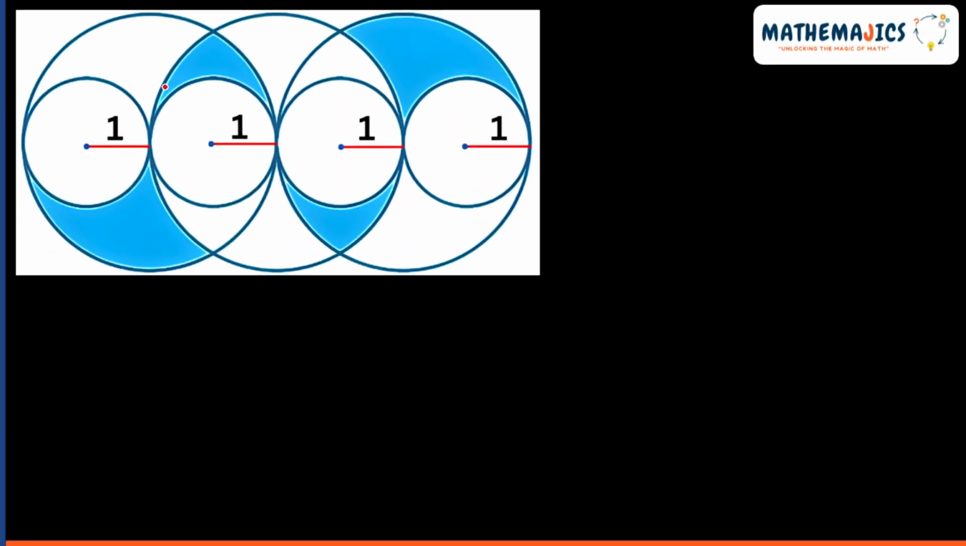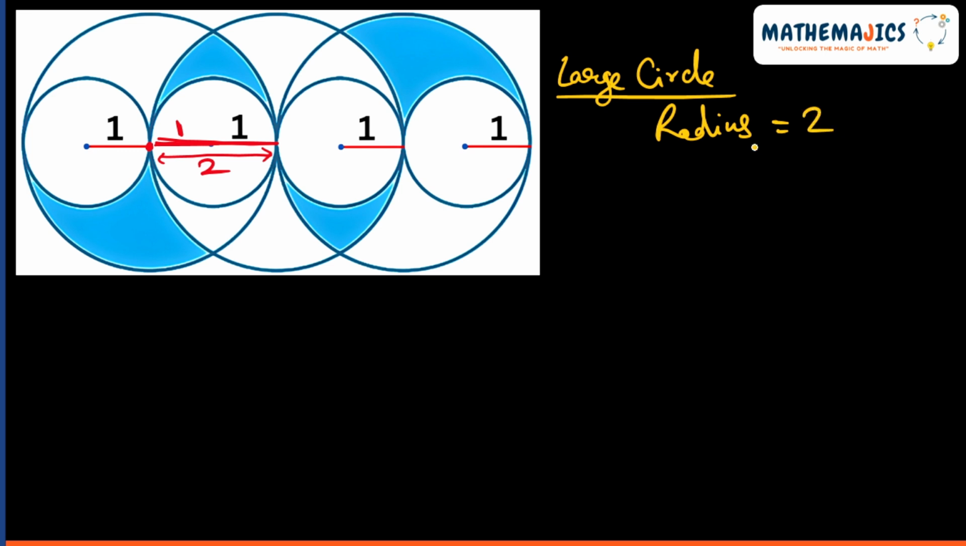So first of all, let's find the radius of these three large circles. As you can see, these are four congruent circles. So definitely this will be the center of the large circle. And if I draw a straight line like this, it will become the radius of the large circle, which will be 1 plus 1 equals 2. Yes. So 2 will be the radius of the large circle. And what is the radius of the small circle? That is 1. Correct.